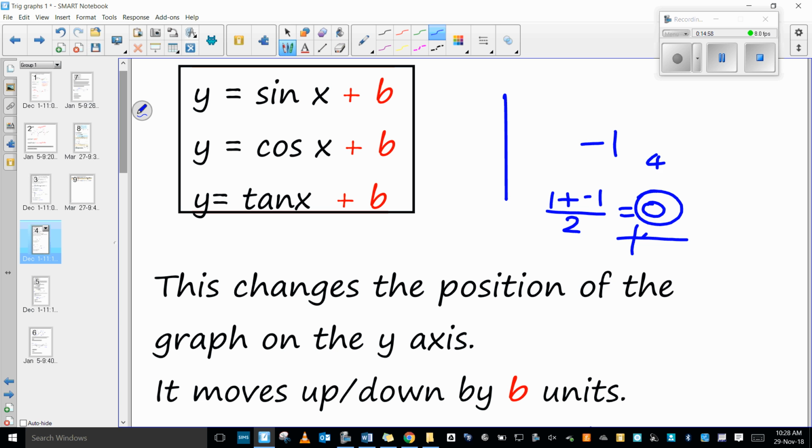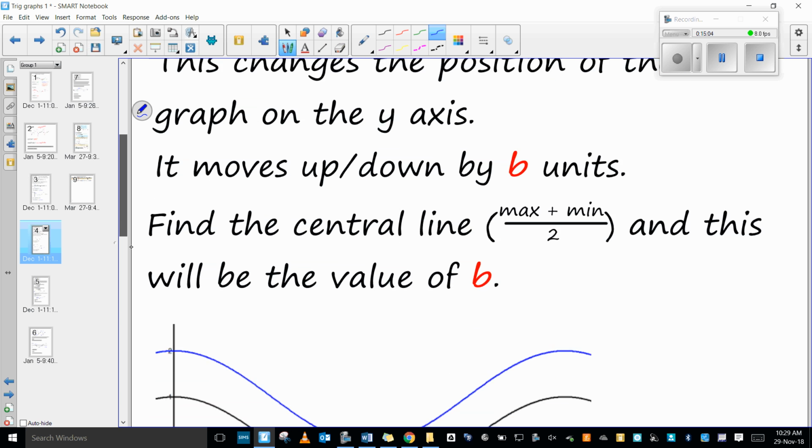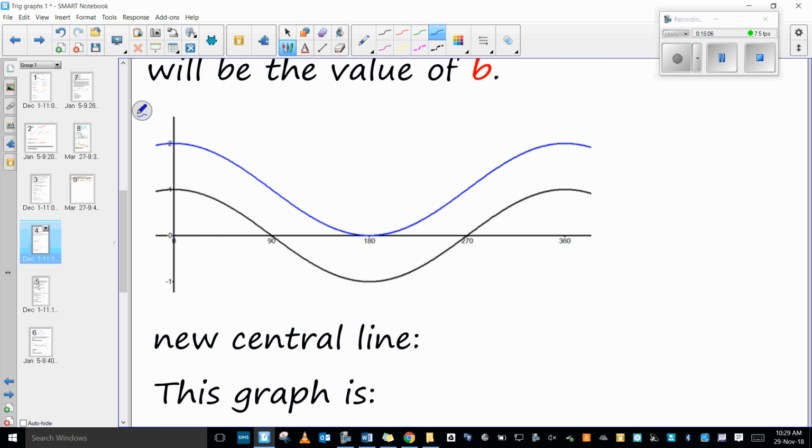Does that make sense? Yeah. Or maybe not really? That I don't understand. Alright, okay, so let's look at this one here. The black one is my original. Is that sine or cos? Cos. So my original central line is here at 0.